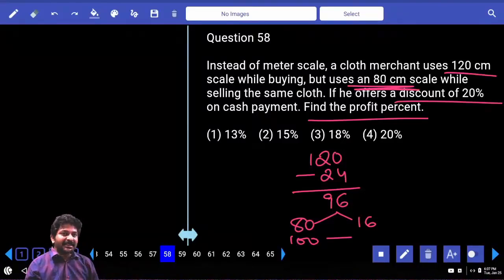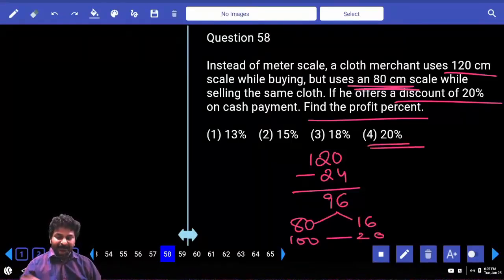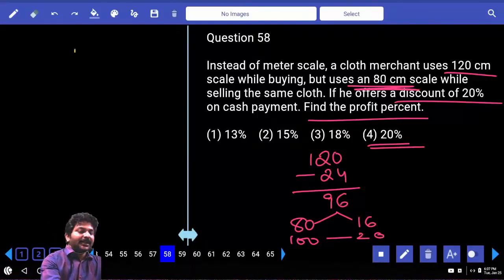80 becomes 16, that is 1/5. 100 becomes 1/5 of 100, that is equal to 20% profit. Done. Initially he should actually have 100, but by cheating he brought 20% extra, 120.